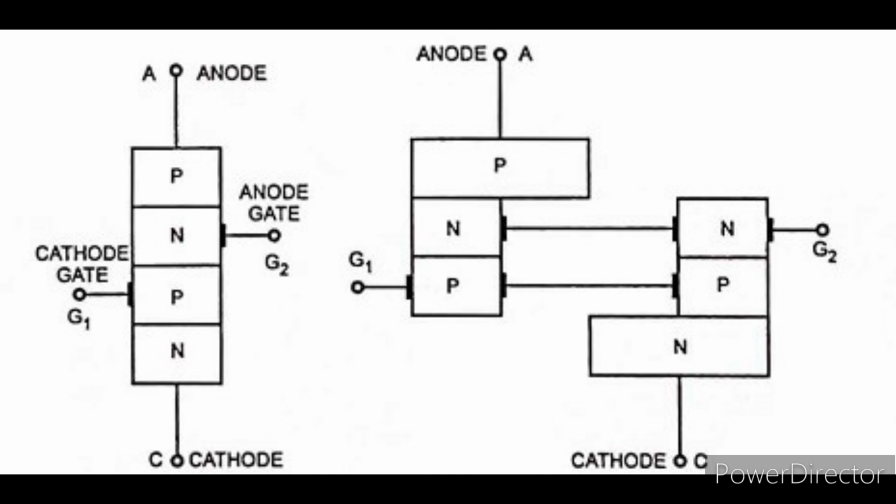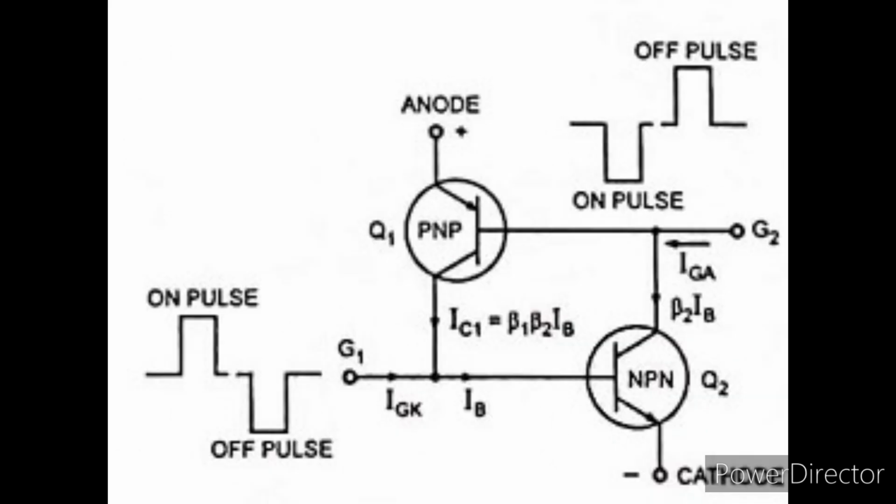And note that like SCR, SCS is also a unilateral device, which means it allows the current to flow in a single direction. And note that gate G1 is connected to the P region and gate G2 is connected to the N region. The figure shows the equivalent circuit of SCS. You can observe it is formed of two transistors Q1 and Q2 placed back to back. Remember that the roles of G1 and G2 can be alternated.